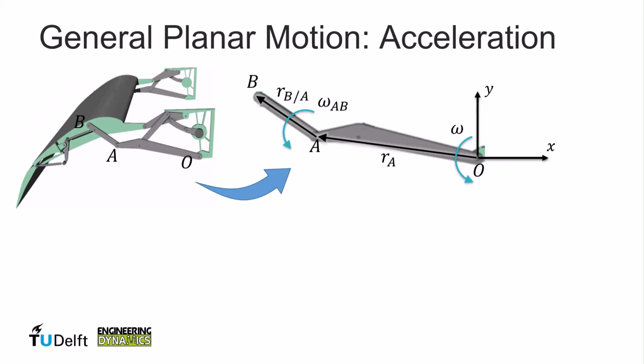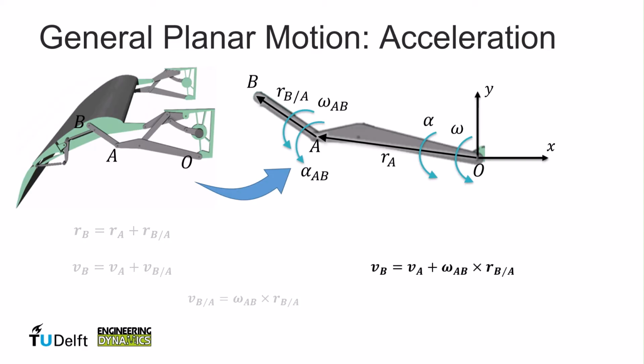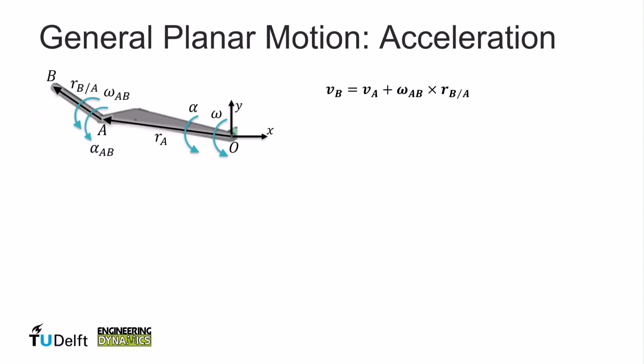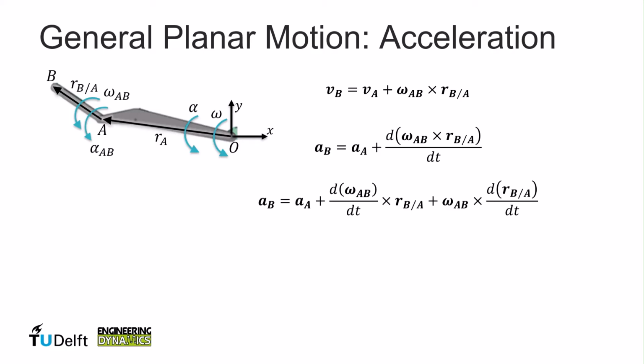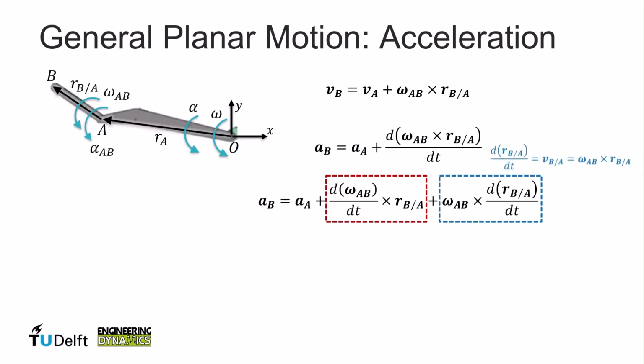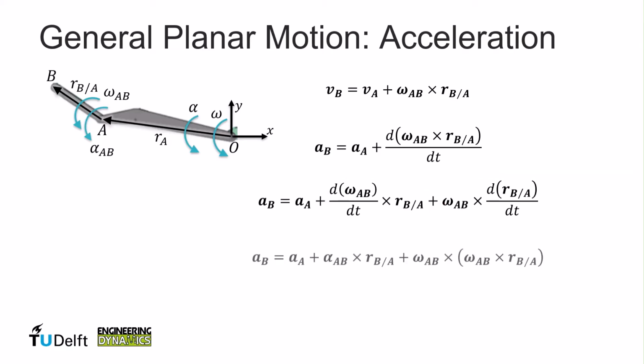Imagine now a scenario with accelerations. We have now two angular accelerations, alpha and alpha AB, that must be taken into account in the analysis. Starting with our equations for the relative velocity, let's proceed differentiating the expression of VB with respect to time. The first differentiation leads to AB equals AA plus a more complex term. Let's now expand this differentiation. We see that the first term is the variation of the angular velocity with respect to time, vector product with RB/A. And the second term is the angular velocity vector product with the relative velocity vector. Thus, the expression for AB becomes the following.